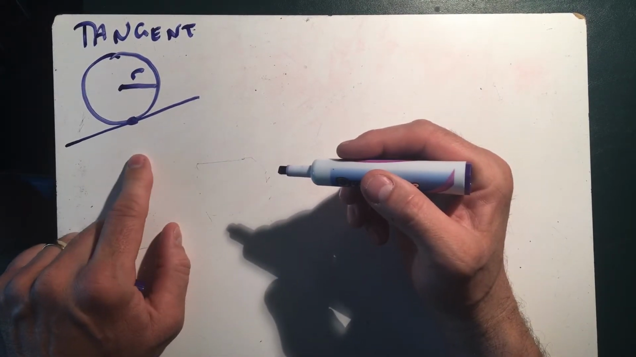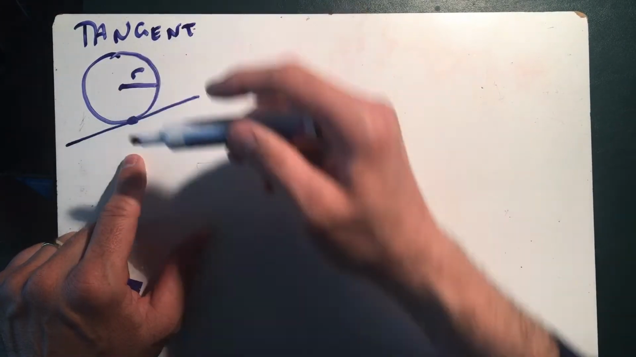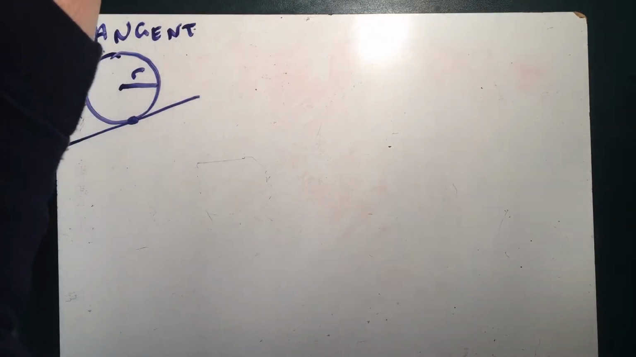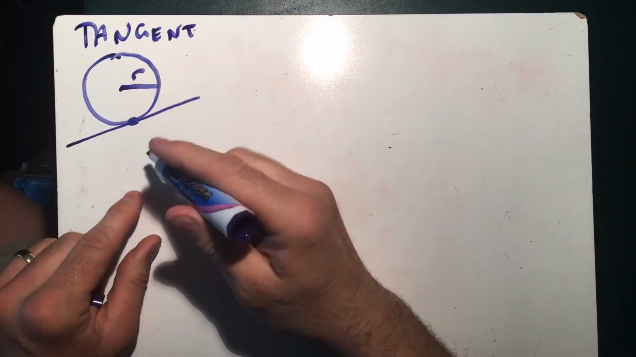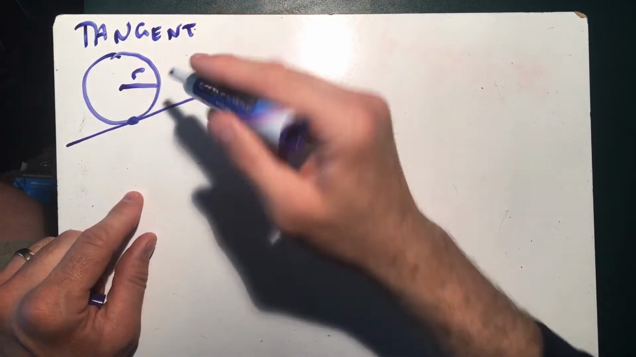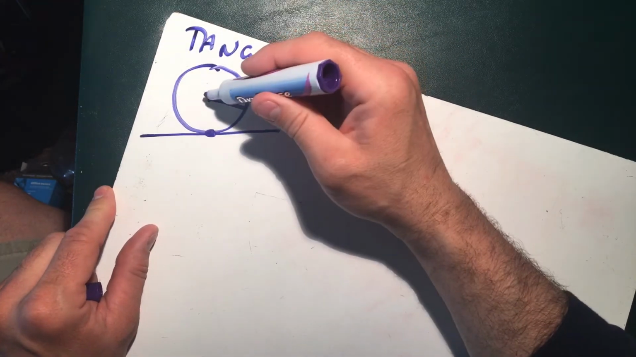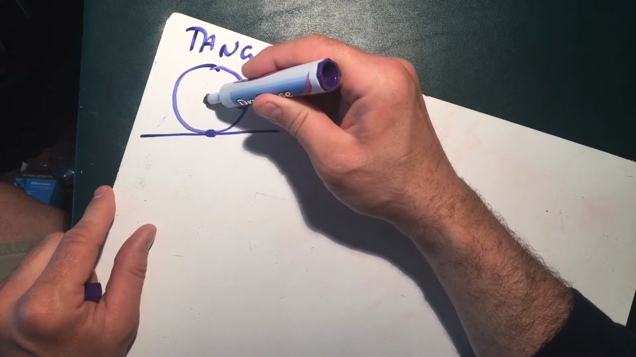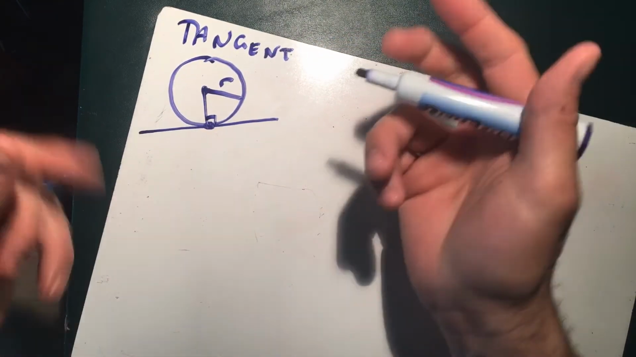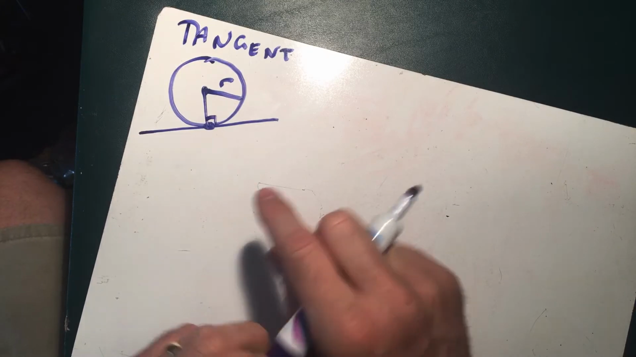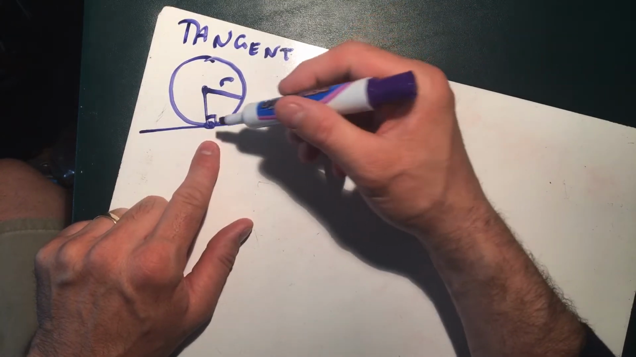And the rule for today is that anytime a tangent line touches a circle, it makes a right angle with the radius of the circle, which kind of makes sense. If you think about a car tire on the ground, the center of the wheel would make a right angle with the ground as it's rolling along. So every single time you have a tangent line touching a circle, you know that is a right angle.